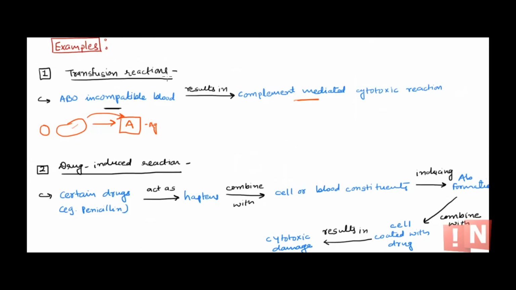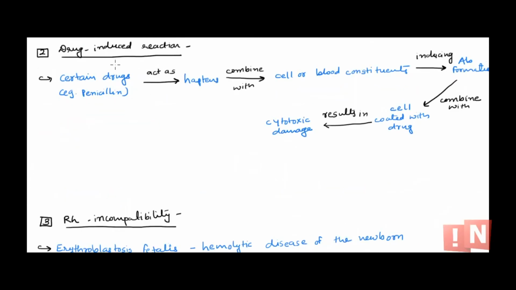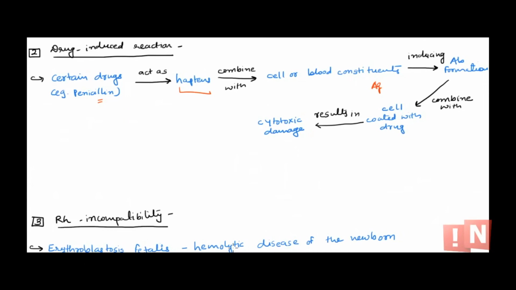Okay, so transfusion reactions: if you have an incompatible blood group, it will result in a complement mediated cytotoxic reaction, that is type 2 hypersensitivity. Another example is a drug induced reaction. As I said, some drugs like penicillin actually act as haptens. Only when they combine with some of our own cells will they be recognized as an antigen by our immune system, and it will cause antibody formation.